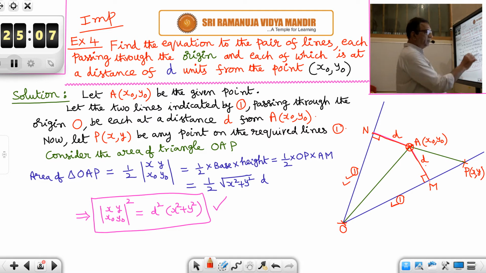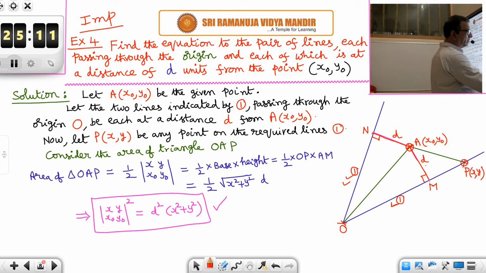To find the equation of the blue lines, first let us take any point P(x, y) on the blue lines, anywhere, on this blue line or on the other blue line. Now find the area of the triangle OAP, this area.